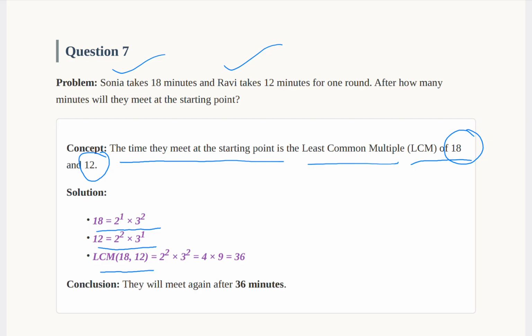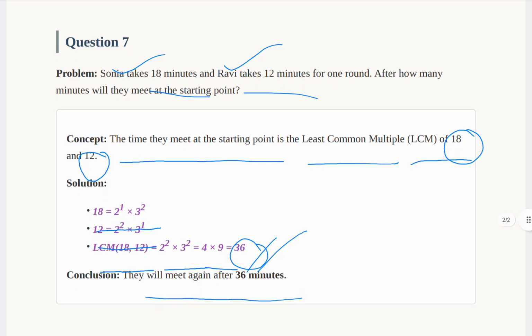you will multiply the 2 raised to the power 2 into 3 raised to the power 2. So you will get 4 into 9 equals 36. Because the time is in minutes, you can see here, so you will get here 36 minutes. So they will meet again after 36 minutes. Ravi and Sonia will meet again after 36 minutes at the same point.